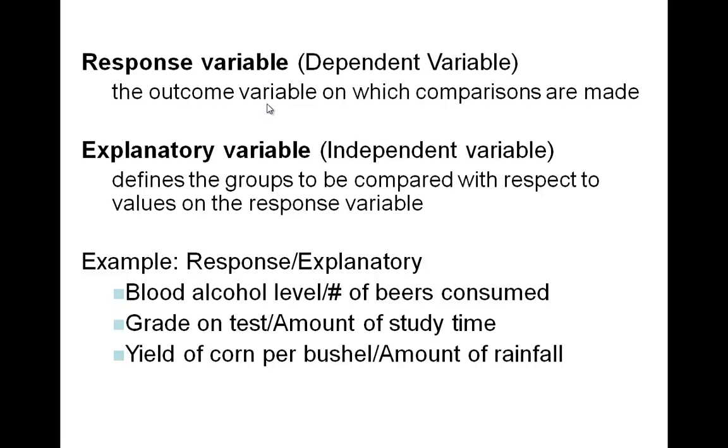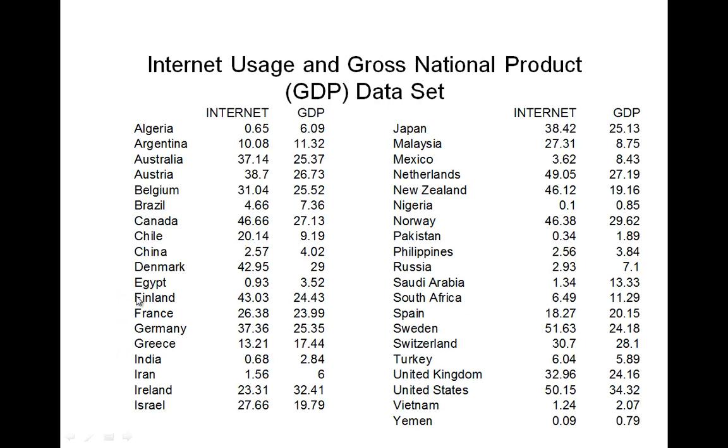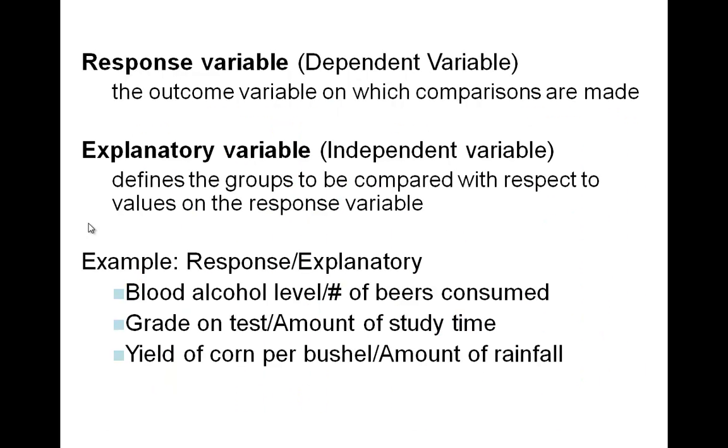So for example, if I look down here at this example on blood alcohol and number of beers consumed, first you drink and then that affects your blood alcohol. So in this case, number of beers consumed would be your independent variable, your x variable, and your y variable would be the blood alcohol level. Why? Because your blood alcohol level depends on how many beers you consume.